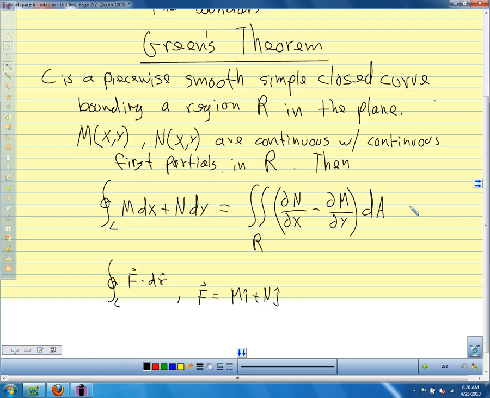Now, first, I want to relate this to what we talked about on Monday. This quantity, what happens if our field is conservative?